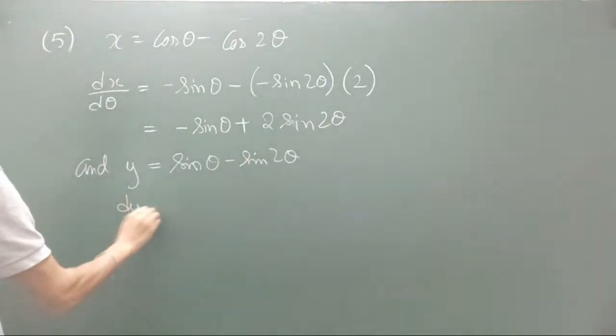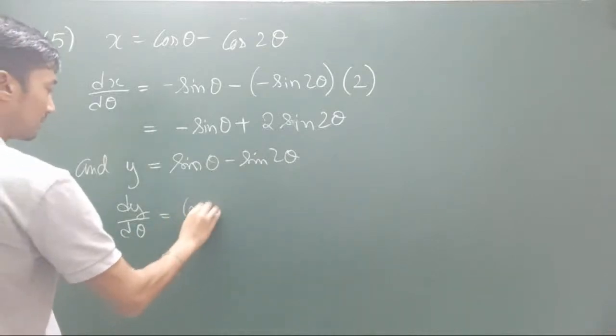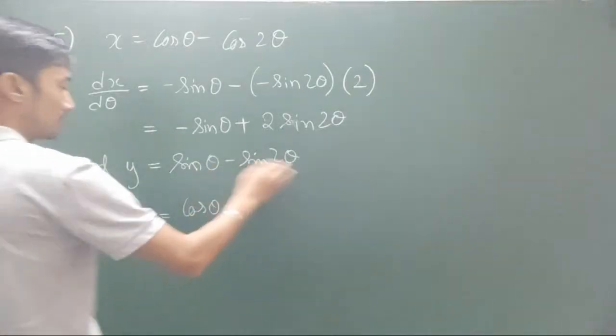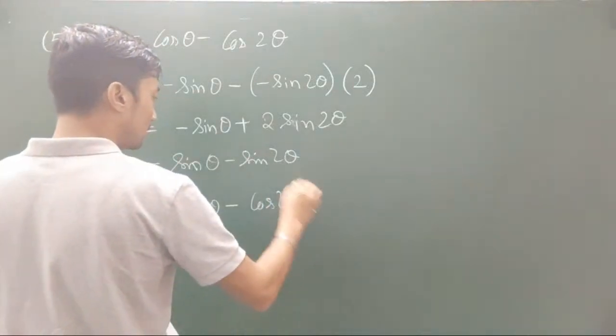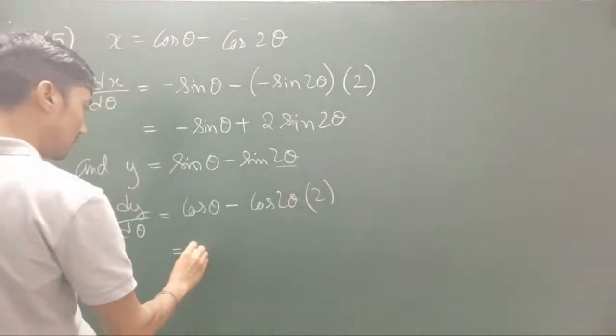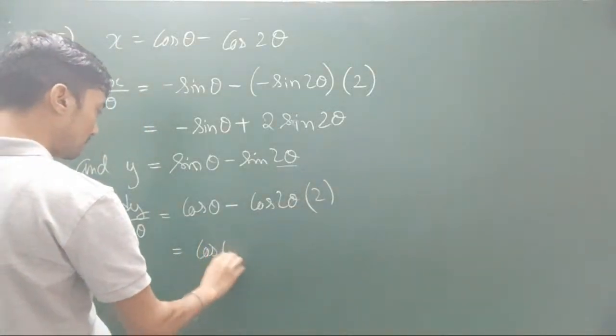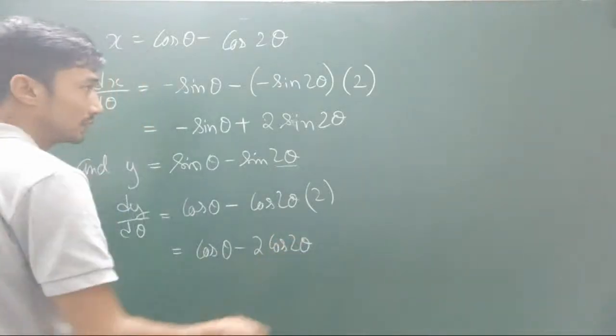So again, derivative of y with respect to theta would be, derivative of sin theta is cos theta minus derivative of sin 2 theta, that is also again cos 2 theta, but chain rule follows. So derivative of 2 theta will be 2. So that will be cos theta minus 2 times cos 2 theta.